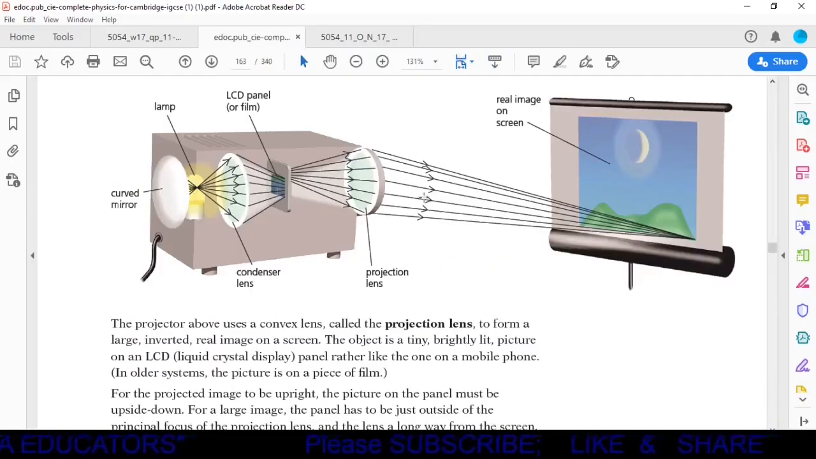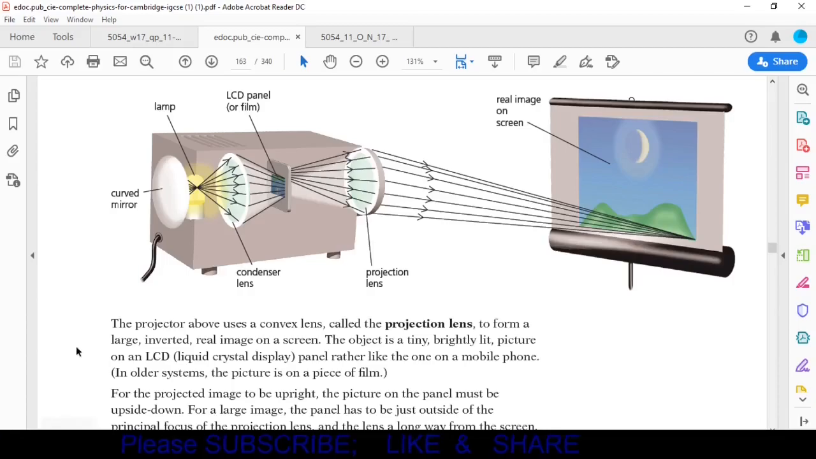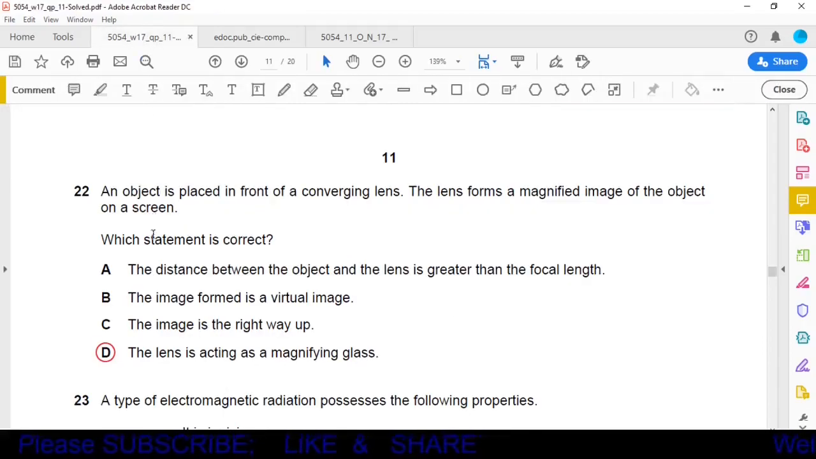We have studied that in a projector we use a convex lens. That is called a projection lens, and that lens forms an image that is large, inverted and real on the screen. Since the image is large, we can say this convex lens is used as a magnifying glass because it is magnifying the image. It enlarges the image. So our option D is the correct one.